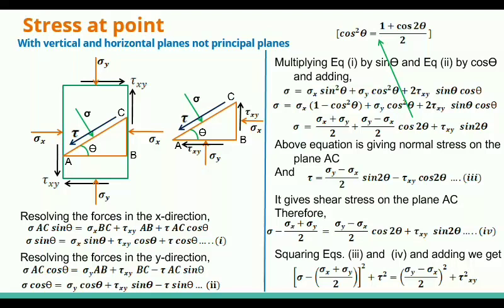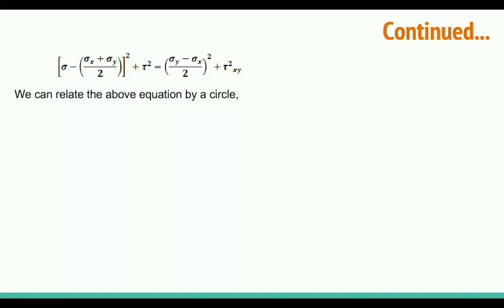So now equations 3 and 4: squaring equation 3 and equation 4 and adding, we get. So what we will do is take the square of the left side and add it with the left side of the second equation, like equation 3 and 4. By doing this operation, you will get this result: sigma minus sigma x plus sigma y by 2 whole square plus tau square is equal to sigma y minus sigma x by 2 whole square plus tau square xy. So now we have this result, and we can relate it to the circle. So this is in the form of a circle.